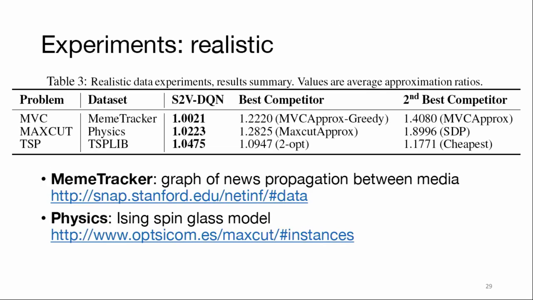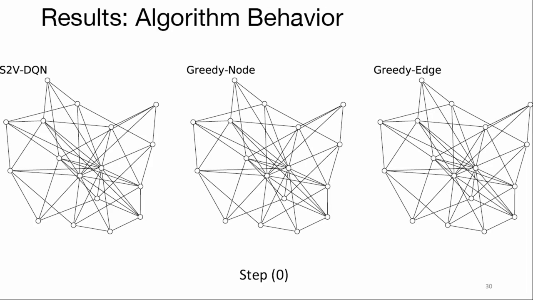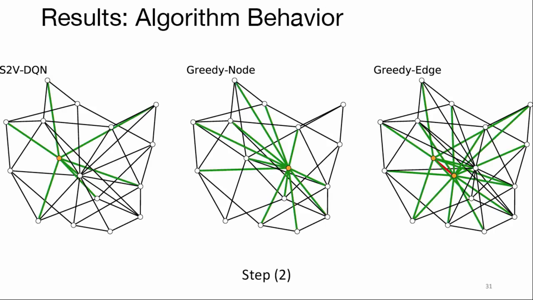And also, we got some good results on real-world data, on MemeTracker, which is from Stanford, and also the famous TSPLIB. And lastly, we want to visualize what is the strategy we have learned. The leftmost one is ours, and the others are some known greedy heuristics. They all start from the same instances. And whenever they pick a node, we remove the node and the corresponding edges.